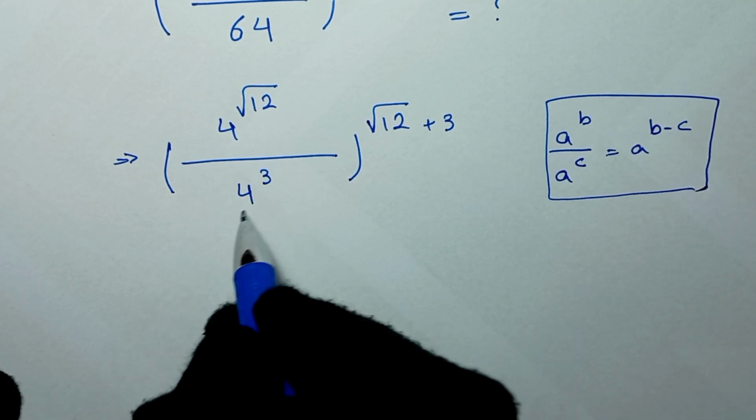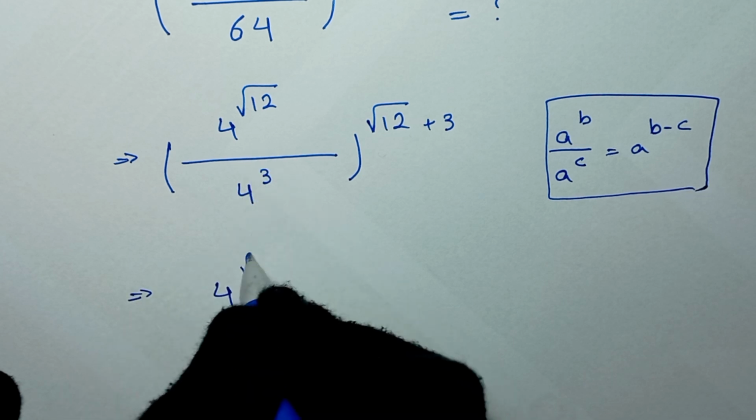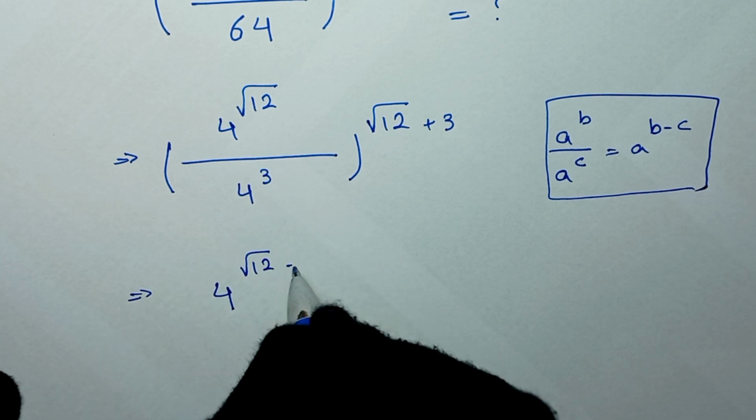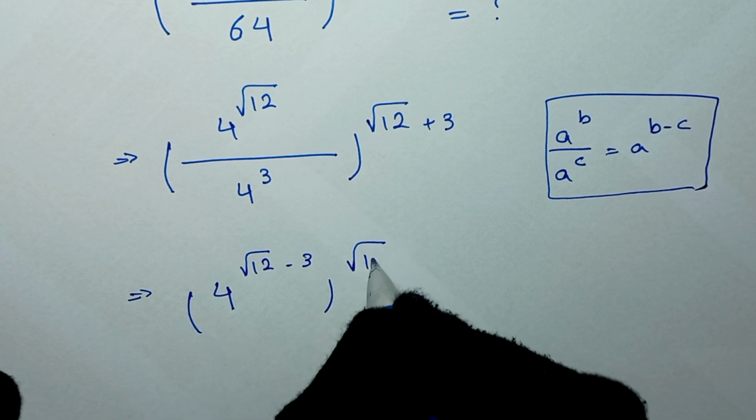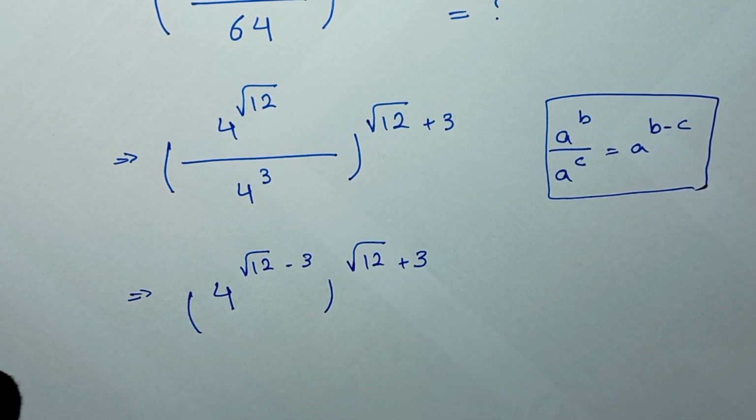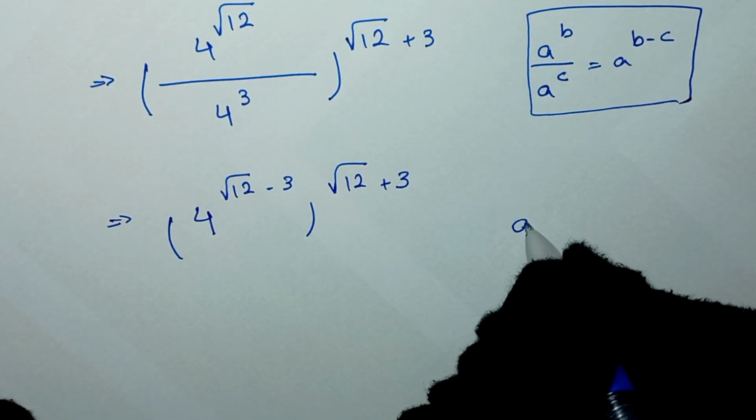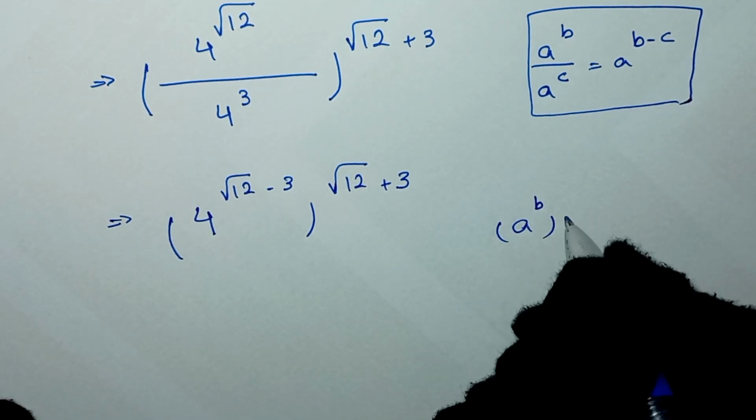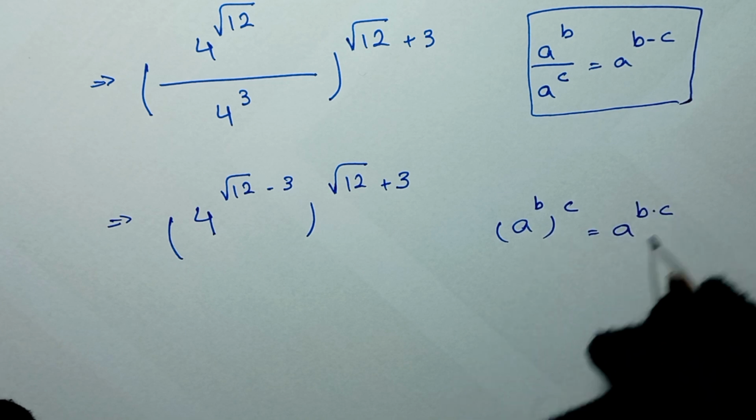And here we can write this as 4 to power of square root of 12 minus 3, and to power of square root of 12 plus 3. And from exponential rule, if we have a to power of b to power of c, we can write this as a to power of b times c.